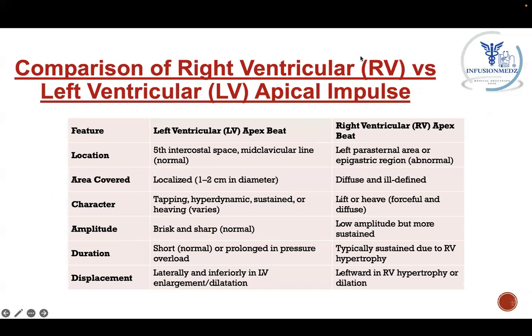We should also know the RV apex, that is the right ventricular apex, versus the left ventricular apex. What are the differential features? Location wise, the left ventricular apex is usually felt at the fifth intercostal space, midclavicular line. The right ventricular apex is usually felt at the left parasternal area. So we are talking about normal patients. Usually the apex impulse of the left ventricle is localized. That means that the apex is localized to one part.